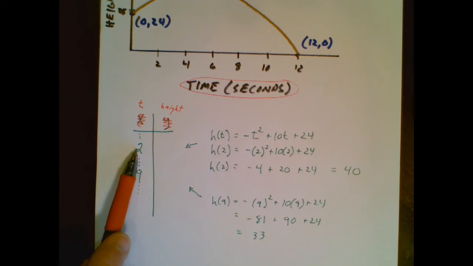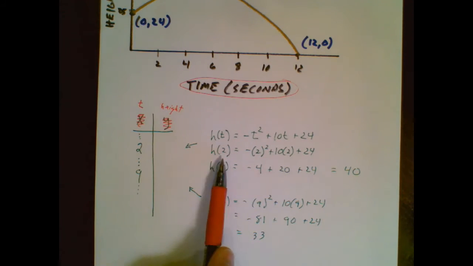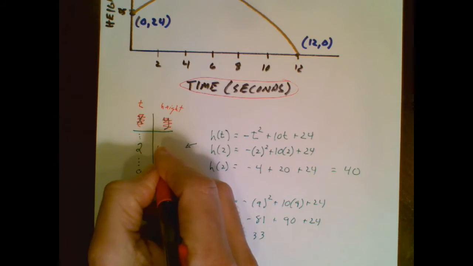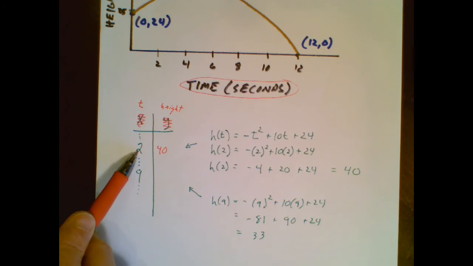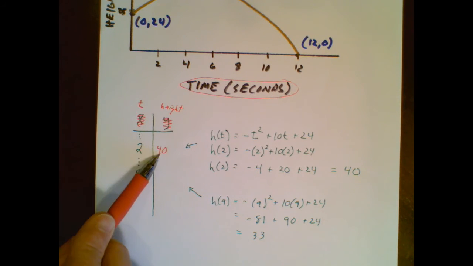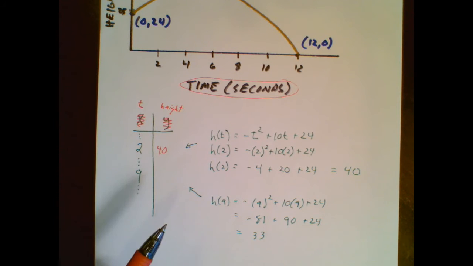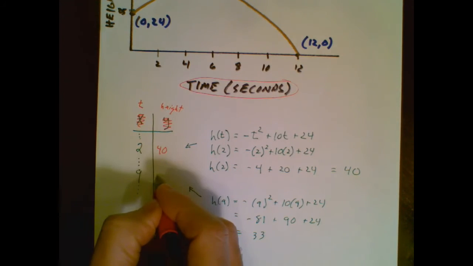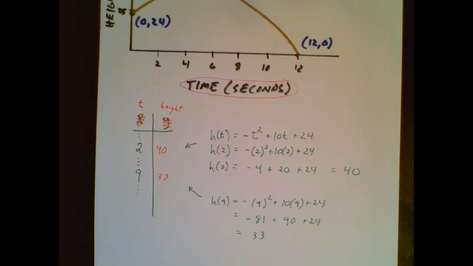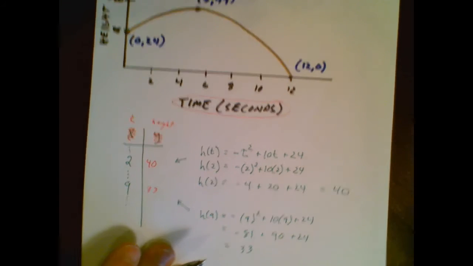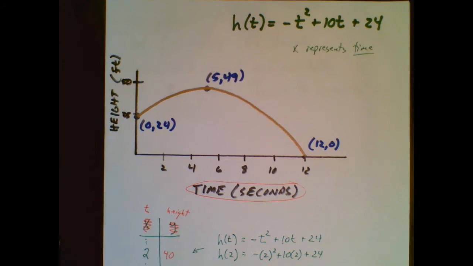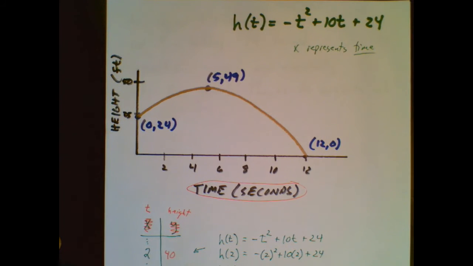So if I plugged in a 2 into my h of t equation, you can see all the math right there, I would eventually get out a 40, which means 2 seconds into the flight, this object that was thrown is at a height of 40 feet. I could do that with a 9 as well, and I did that down here. It's at 33 feet. So the only difference in this scenario versus the previous scenario is the x-axis is representing time. It's not representing a distance.